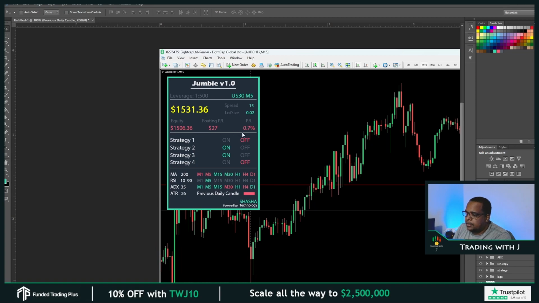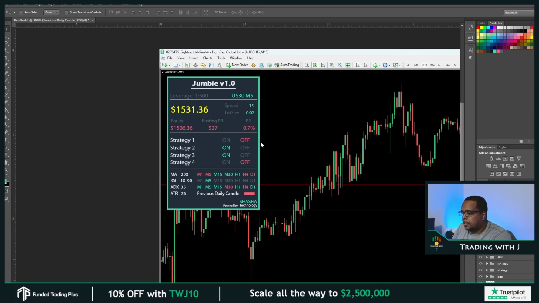Now each one of these would be dynamic, as well as they would change color. So if the account is in a drawdown, then these would be in red, and if it's positive, these will be green, right? Then below that, we'll have the 4 different strategies displayed. So as I go through and I build and I test different strategies, these strategies would actually be implemented into this one bot, and then I'll be able to switch them on and off.